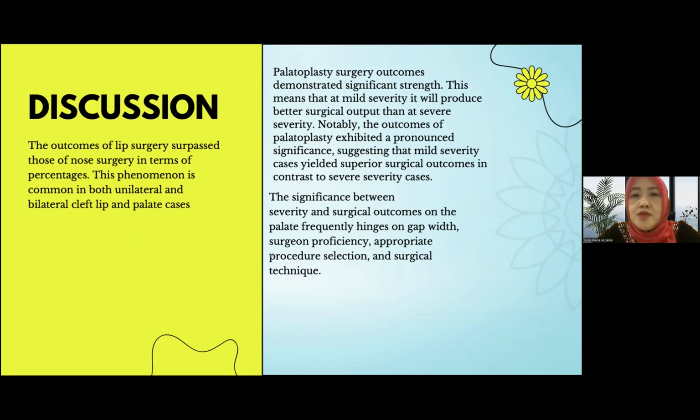Palatoplasty surgery outcome demonstrated significant strength. This means that at mild severity, it will produce better surgical output than at severe severity. Notably, the outcome of palatoplasty exhibits a pronounced significance, suggesting that mild severity cases yielded superior surgical outcome in contrast to severe severity cases. The significance between severity and surgical outcome on the palate hinges on the depth of surgeon proficiency, appropriate procedure selection, and surgical technique.